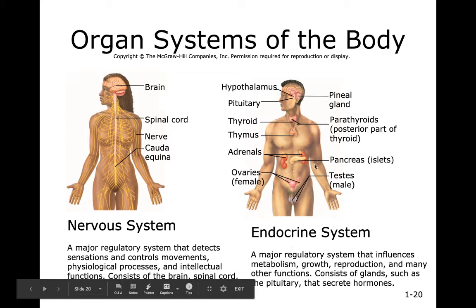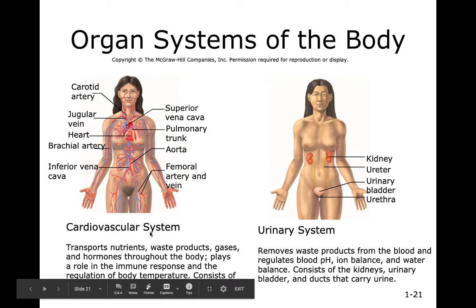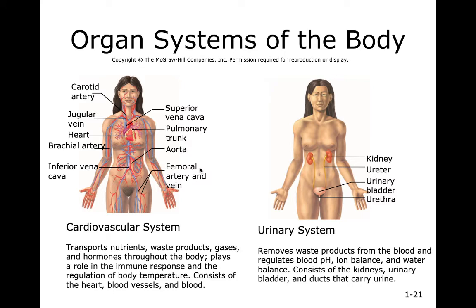The endocrine system, all these are endocrine glands. It influences your metabolism, your growth, your reproduction. All of these glands secrete hormones which regulate these activities. Your cardiovascular system is your heart and blood vessels. In addition to containing the blood, which transports nutrients and waste, it also transports hormones and oxygen and things like that throughout your body. It also has white blood cells, which participate in the immune response, and it helps to regulate your body temperature by transporting that warm blood to keep cells and tissues warm.